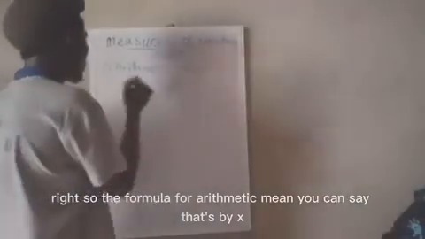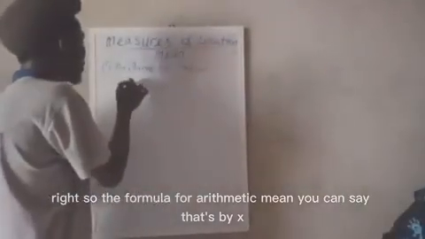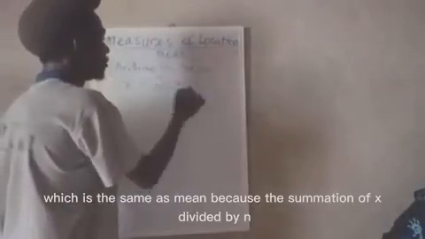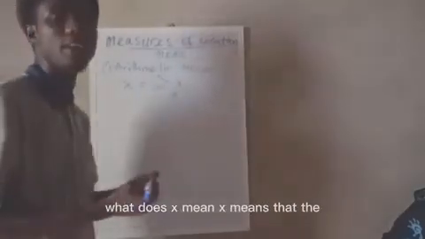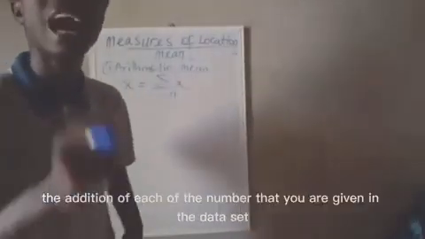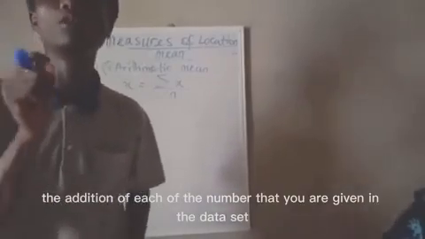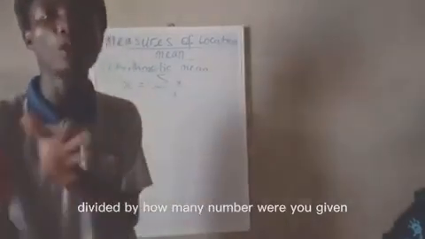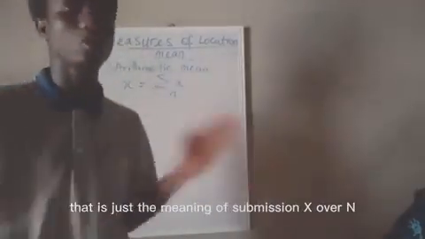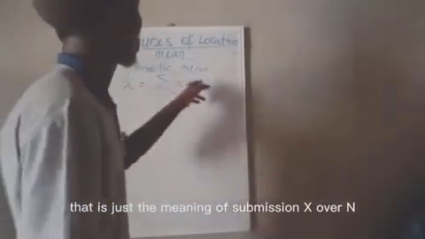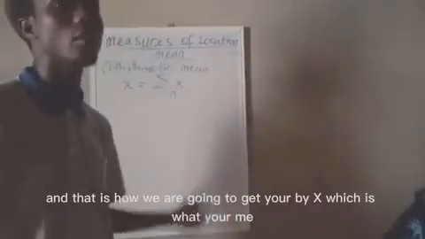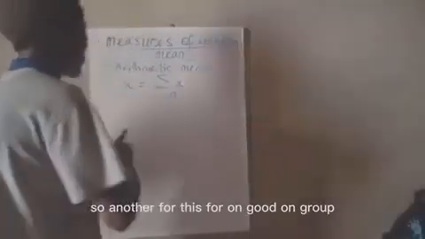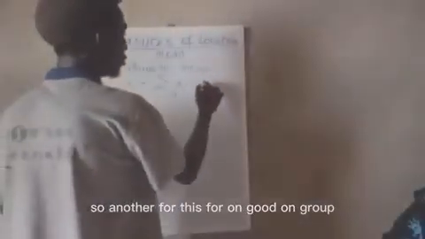So I said we are considering the arithmetic mean, right? The formula for the arithmetic mean, you can express it as x bar, which is the same thing as the mean, equals the summation of x divided by n. What does that mean? It means the addition of each of the numbers that you are given in the data set, divided by how many numbers you were given. That is the meaning of summation x over n, and that's how we get x bar, which is your mean. That is for ungrouped data.